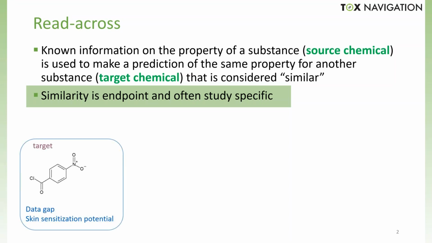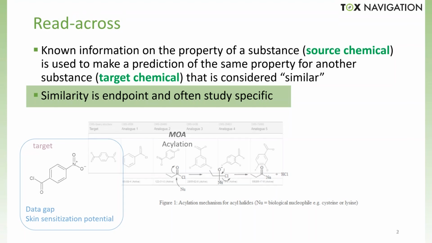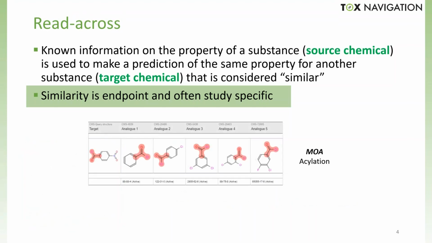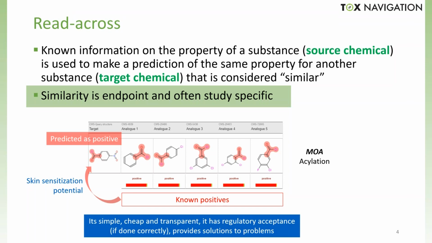Let's say you have a target chemical with a data gap for skin sensitization. Your substance contains a functional group that can trigger a reaction that causes skin sensitization. If you have substances that contain the same functional group and have experimental data for skin sensitization, we call these analogues. You can then read across the experimental data to your target chemical. Read across is simple, cheap, and transparent.